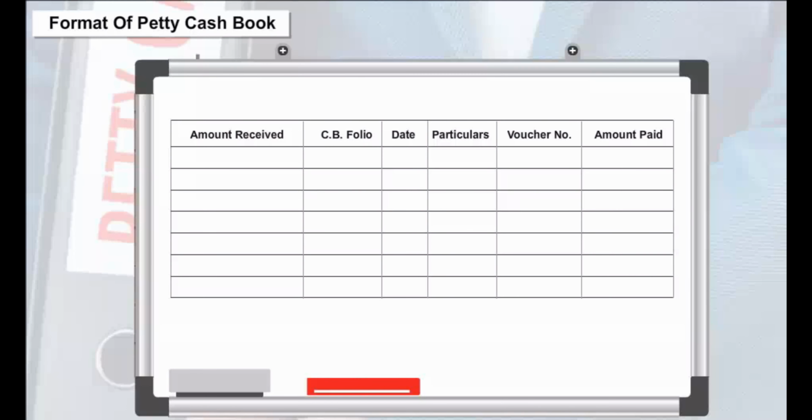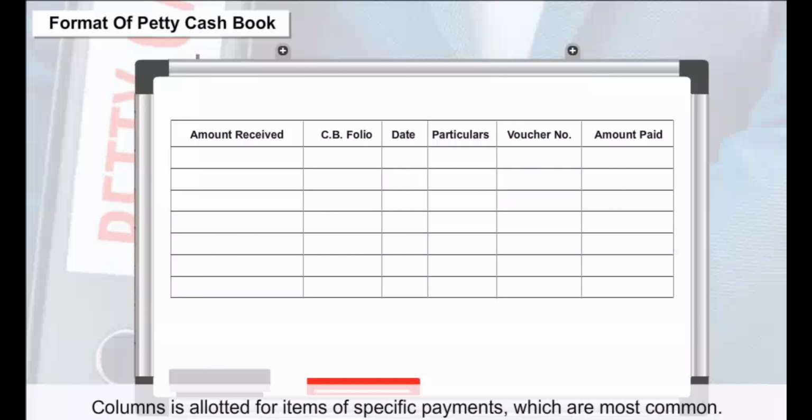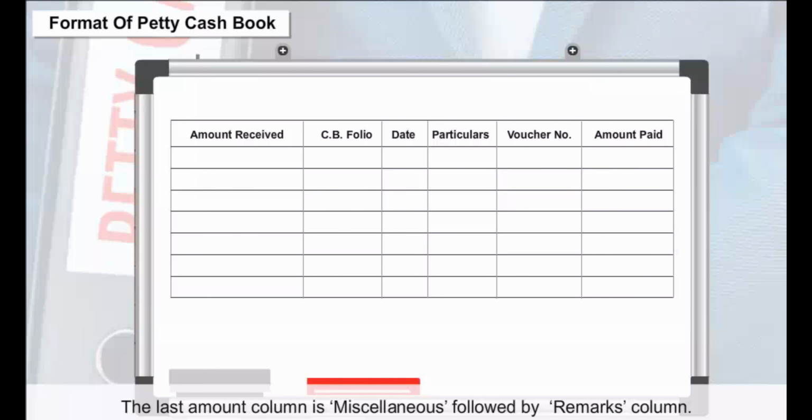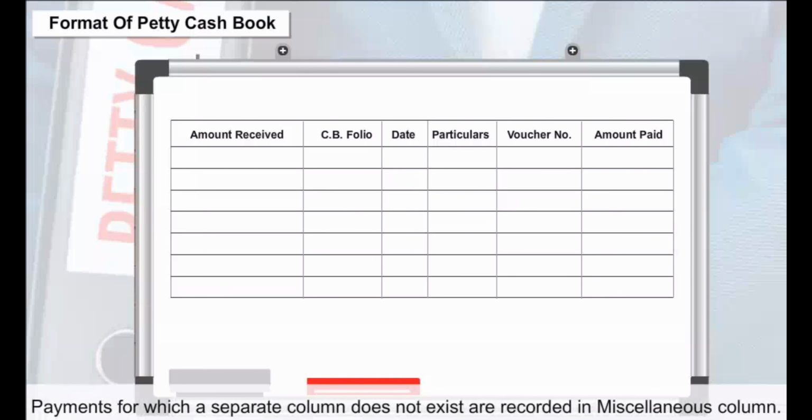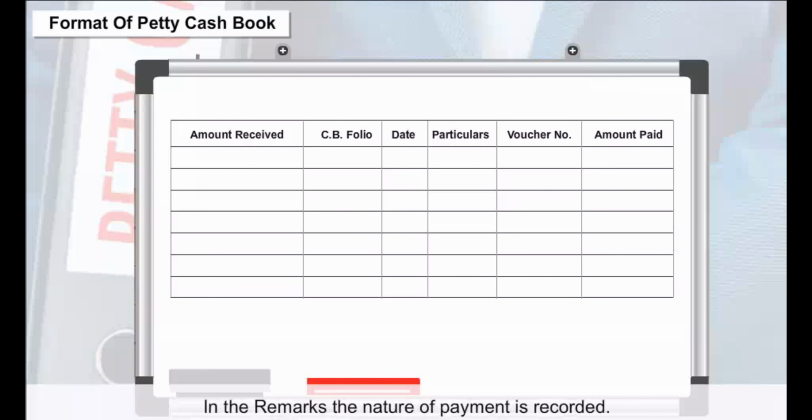Format of Petty Cash Book. It contains a number of columns for the amount on the payment side, that is credit. Each of the amount columns is allotted for items of specific payments, which are most common. The last amount column is miscellaneous, followed by the remarks column. Payments for which a separate column does not exist are recorded in the miscellaneous column. In the remarks, the nature of payment is recorded.